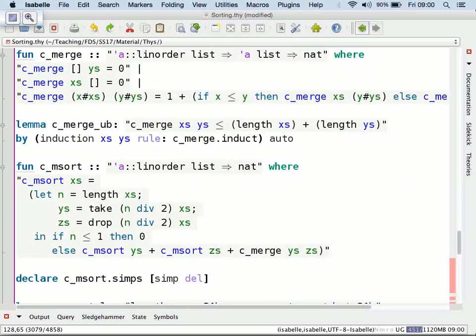Here I'm doing that, and then, if the length of the list is less or equal 1, then there are no comparisons because it's just the output list, and otherwise it's the number of comparisons for the two sublists that merge sort takes in the recursive call, plus the number of comparisons that merge takes.